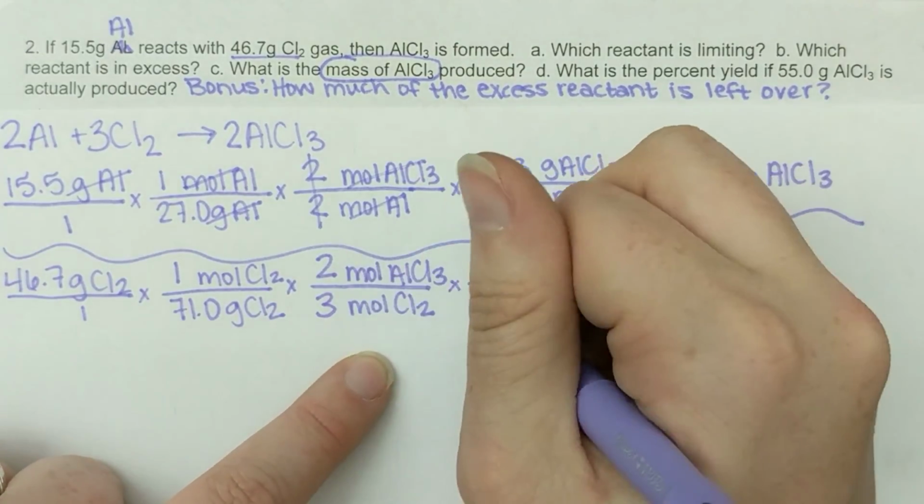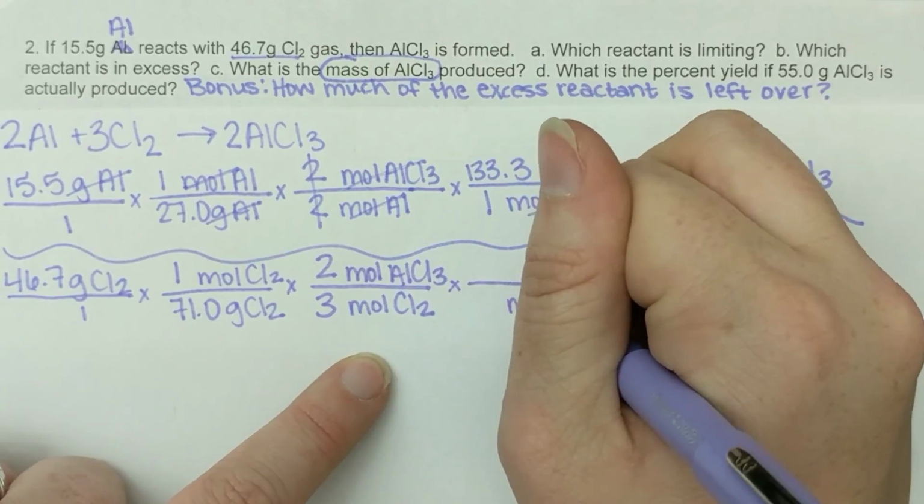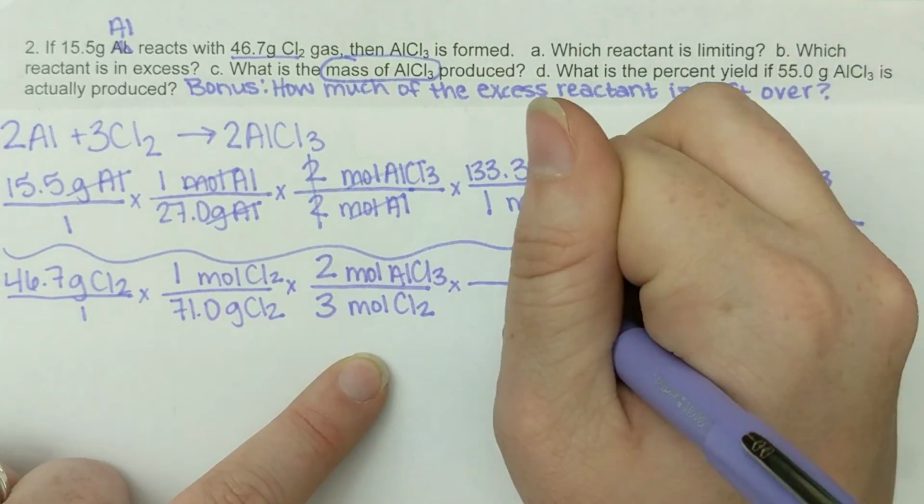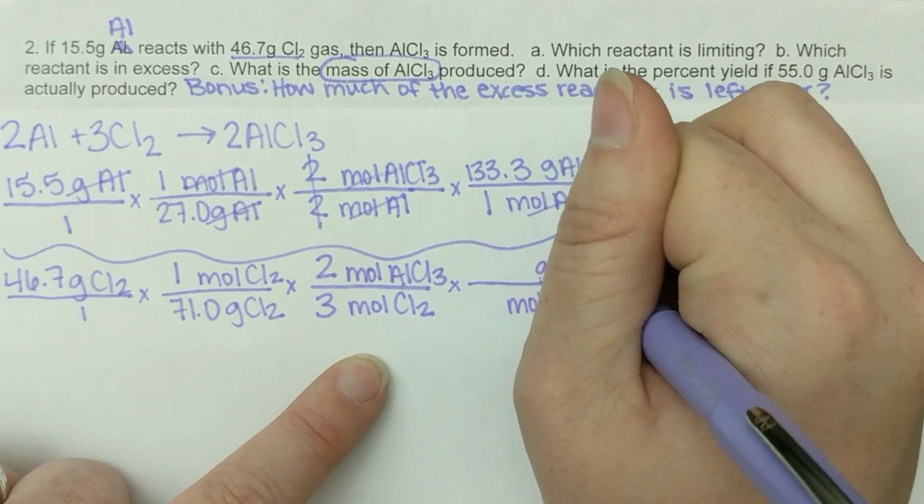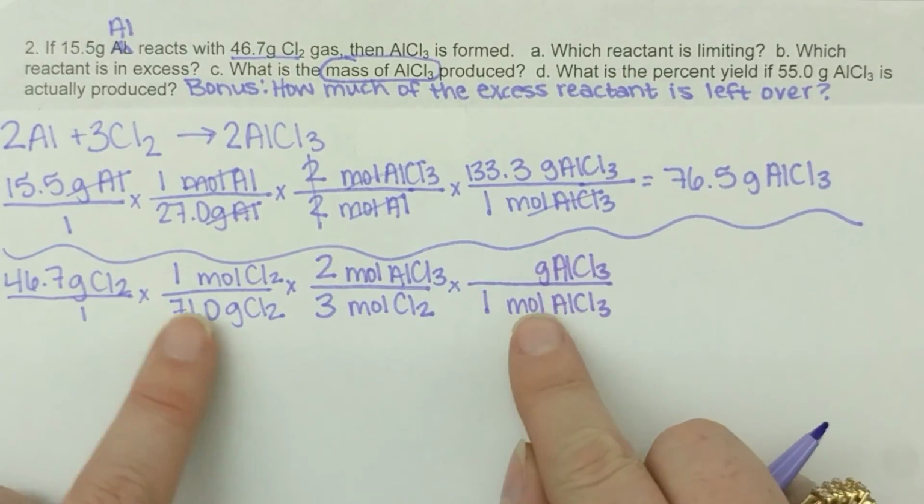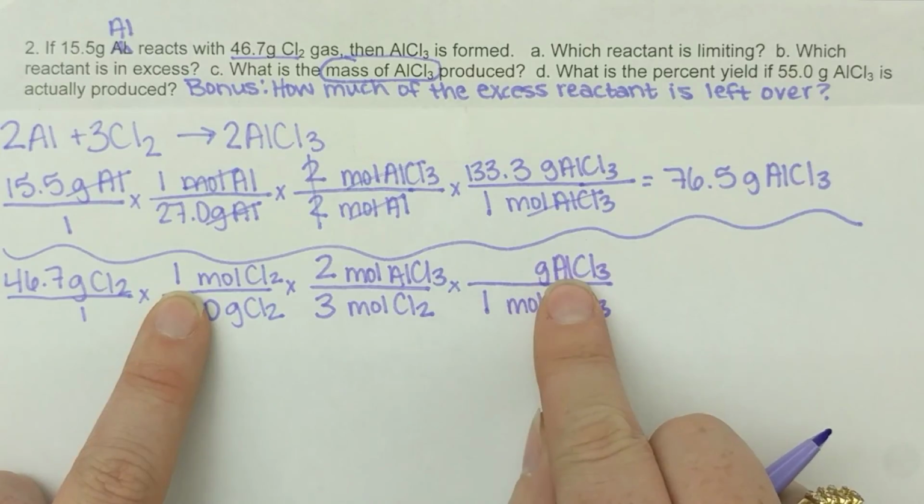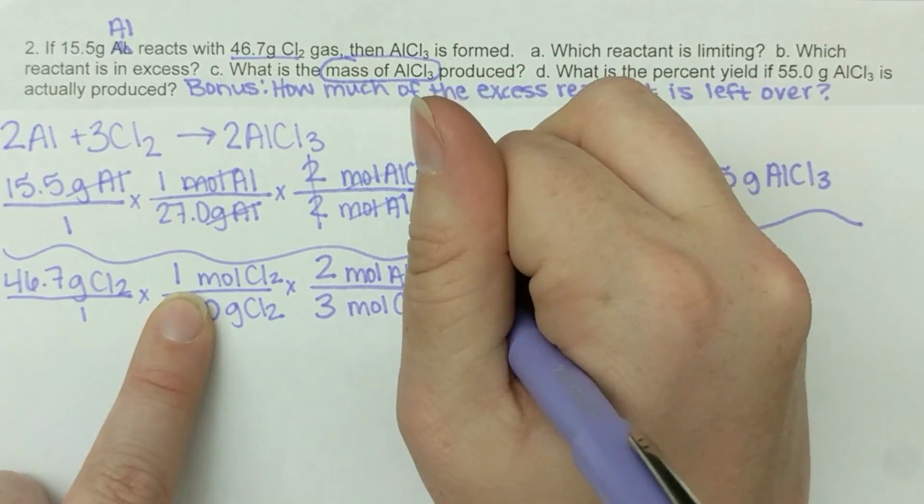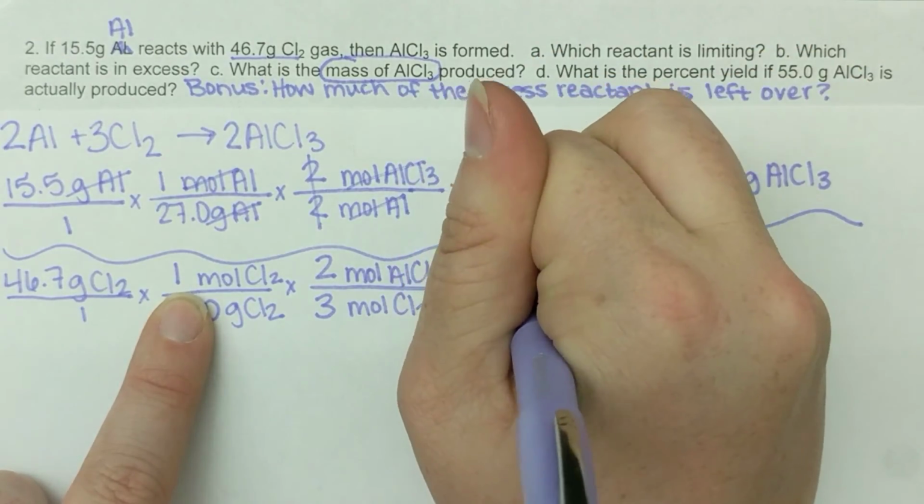So my unit on top comes down. I'm trying to get to mass of aluminum chloride, which I can do by using the molar mass. 1 always goes by moles when we're dealing with molar mass, both times. Okay, and the molar mass of aluminum chloride is 133.3.